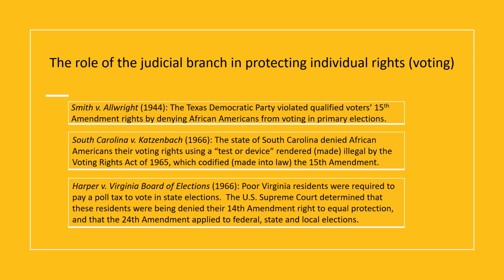Now we're going to look at Harper versus the Virginia Board of Elections. Poor Virginia residents were required to pay a poll tax to vote in state elections. The U.S. Supreme Court determined that these residents were being denied their 14th Amendment right to equal protection, and that the 24th Amendment, which says no poll taxes, applied in addition to federal elections, to state and local elections as well. So the same logic applied that was applied in South Carolina versus Katzenbach, but instead of focusing on a test or device, we're focusing on a poll tax.